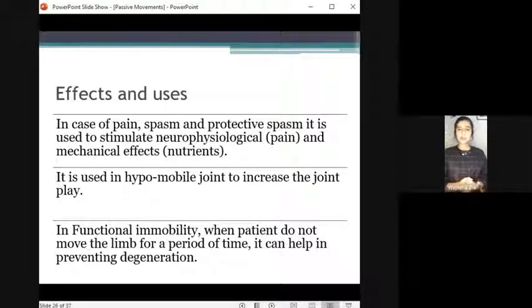These are the effects and uses of the mobilization. In case of pain, spasm, and protective spasm, it is used to stimulate the neurophysiological and the mechanical effects. Neurophysiological effects reduce the pain, and the mechanical effects improve the nutrients, and the new nutrients will also reduce the pain. It is used in the hypomobile joint to increase the joint play or the joint mobility. In case of functional immobility, when the patient does not move the limb for a period of time, these movements can help in preventing the degeneration of the muscles.